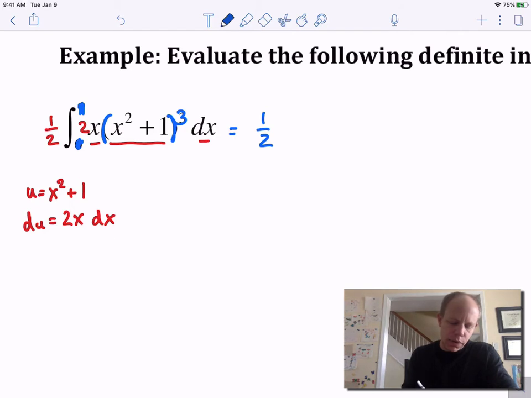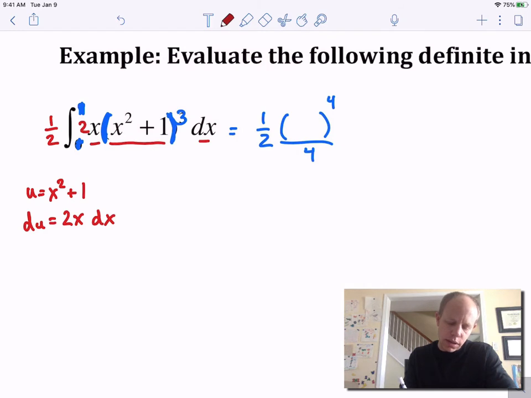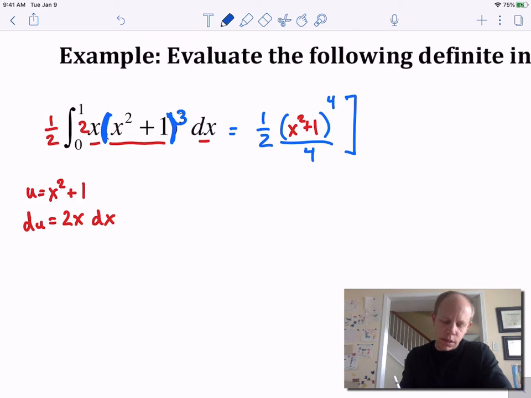And since this is perfect now, we have something to the third power. So that something is going to go to the fourth power and then divide by 4. And we're going to keep the inside function the same there, so x squared plus 1. Okay. Now we're going to come back and think about our definite integral. So this is going to be from 0 to 1.